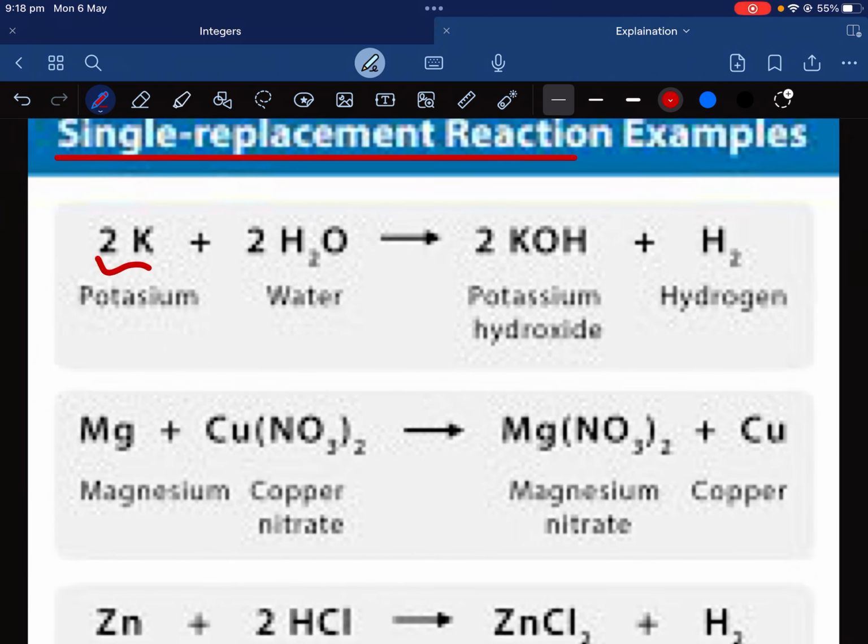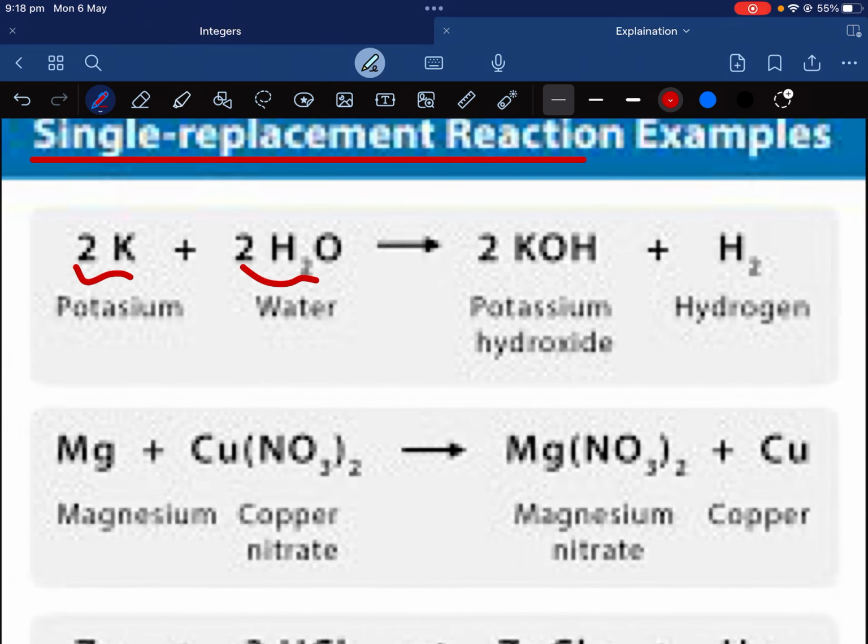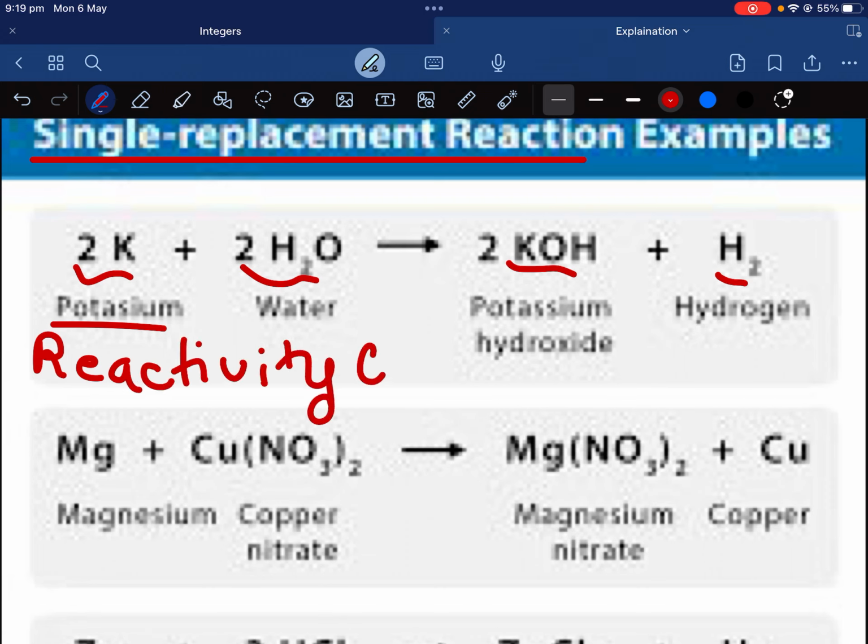We have potassium plus water reacting to become potassium hydroxide plus hydrogen. So what is being displaced here? We have hydrogen being displaced because potassium is at the top of the reactivity chain. Now what is the reactivity chain, you may ask? It is a list of elements which are continuously getting more reactive, and we will release this in YouTube shorts soon. So please stay updated and hit the subscribe icon.